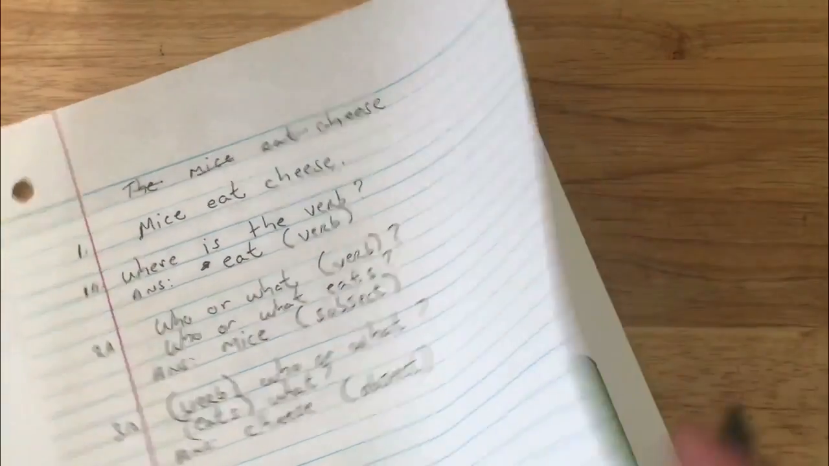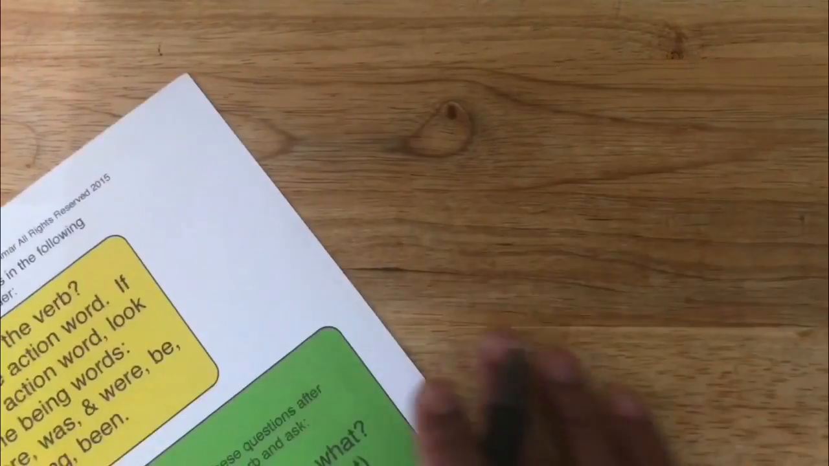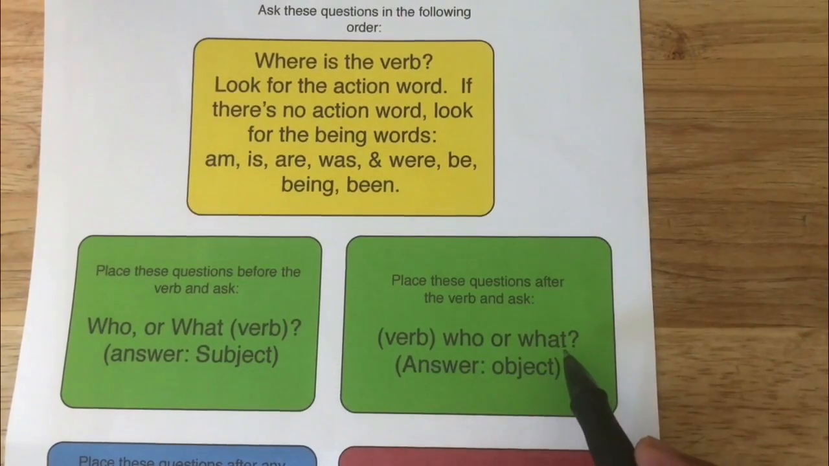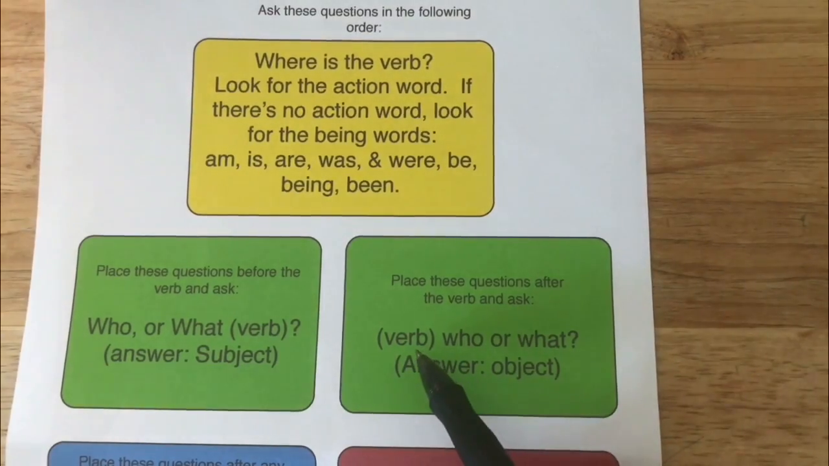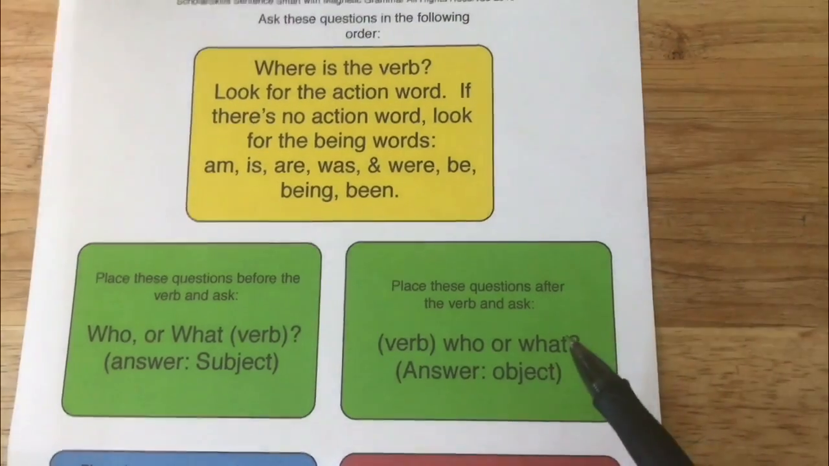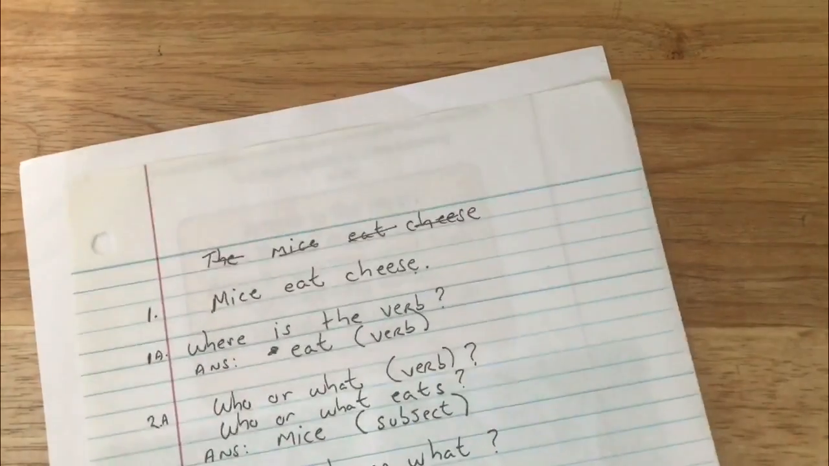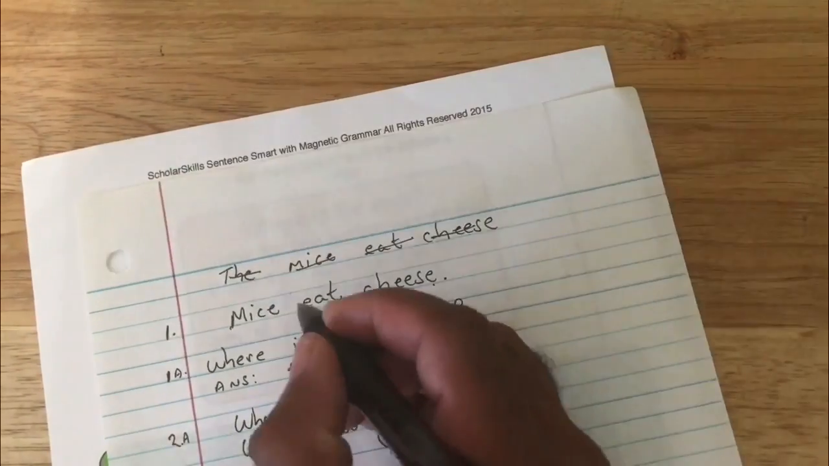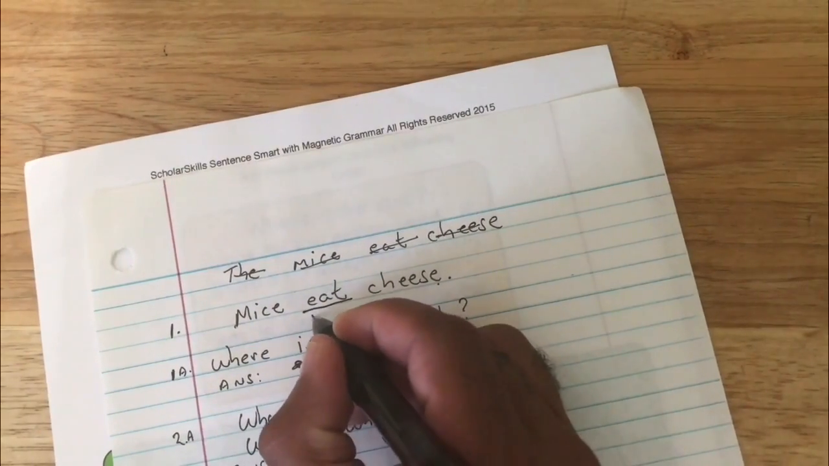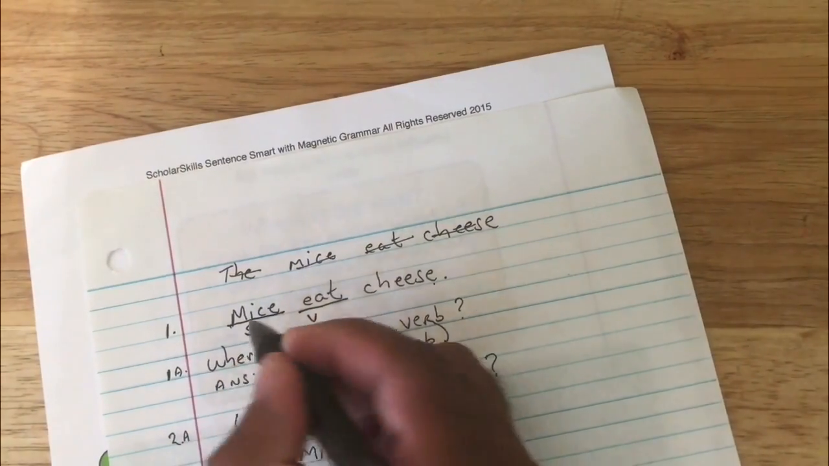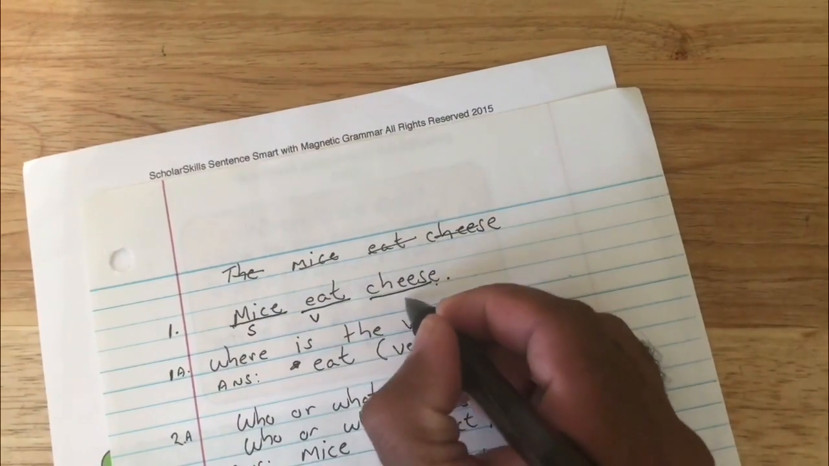Because what's an object? An object is any word or group of words that answers this question, verb who or what. That's my object. It answers verb who or what, and it's my object, okay? All right, good. Now, let's see what's next. So I've done this, and what I'm going to do now is go back to my sentence and label it. So eat is my verb. I'm going to put verb under here. Mice is my subject. And cheese is my object.